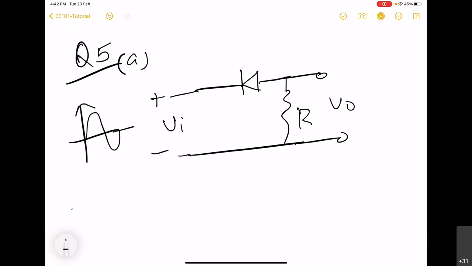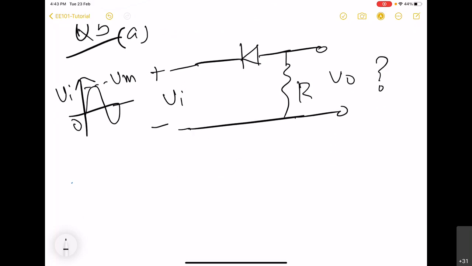So we have been given an input voltage of sinusoidal form with amplitude Vm, and we have to find out what Vo is. In all the circuits involving a diode, we have to find out whether the diode is on or off, that means whether the diode is forward biased or reverse biased.